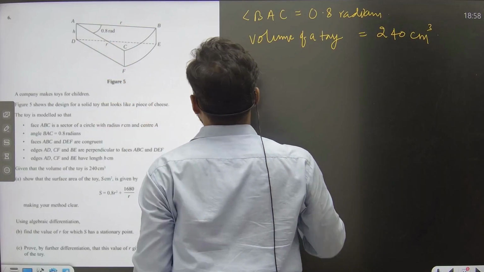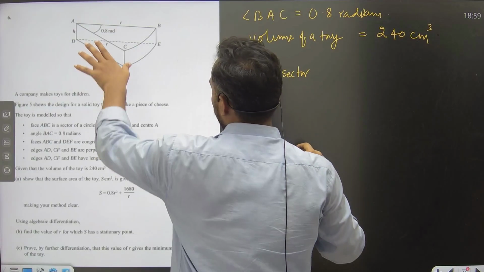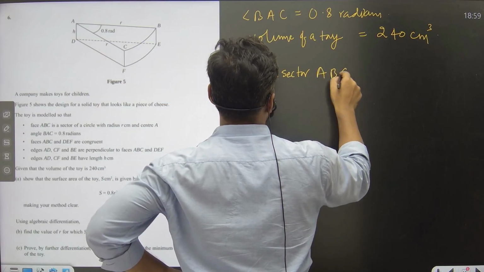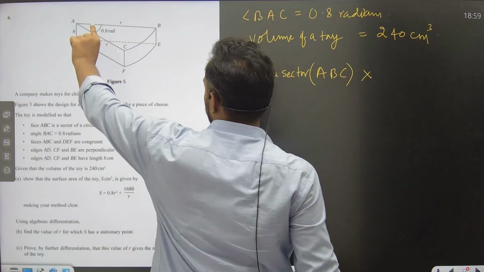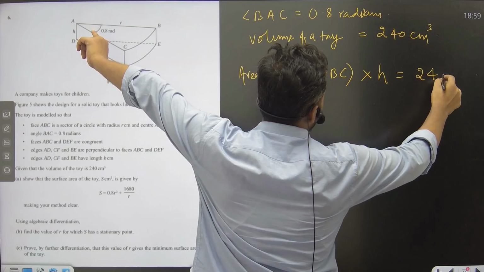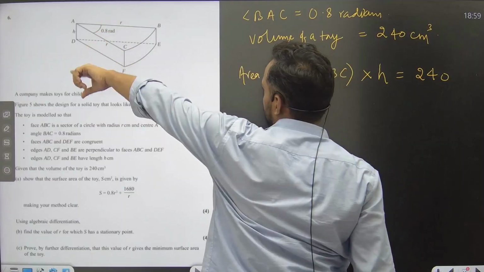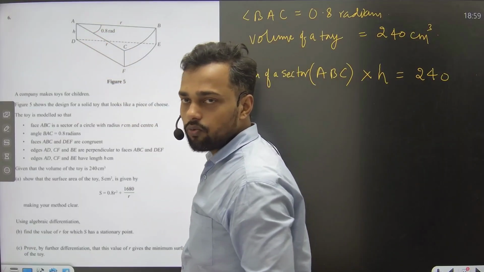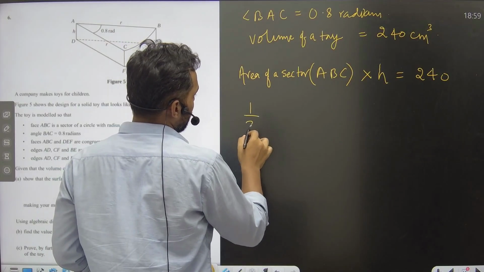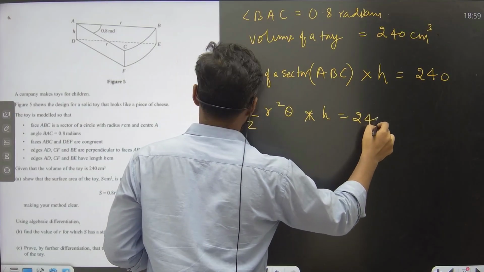So first, area of a sector, area of any sector, it could be ABC or it could be DEF. So let's say ABC, area of ABC, cross height of this cross section is h. So this is the volume. Okay, area of this particular sector ABC, cross height of the cross section, this will be our volume. So the area of sector ABC will be given by half r square theta cross h equals 240, students.